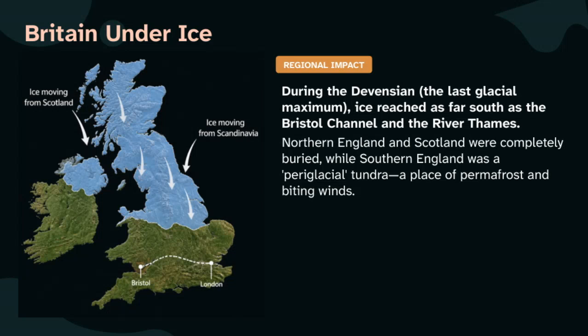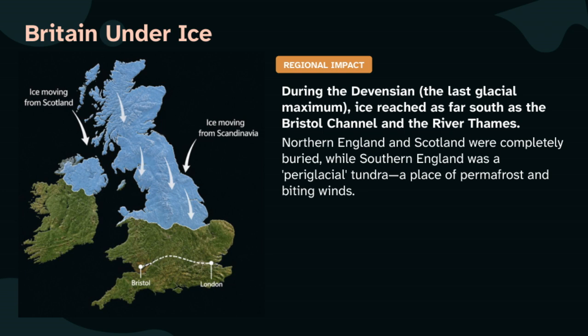Now let's zoom in to the British Isles. During the Devensian, which was the last major glacial stage in Britain, ice reached as far south as the Bristol Channel and the River Thames. Northern England and Scotland were completely buried beneath ice. Southern England was not covered by thick ice in the same way, but it was still extremely cold. It was a periglacial environment.